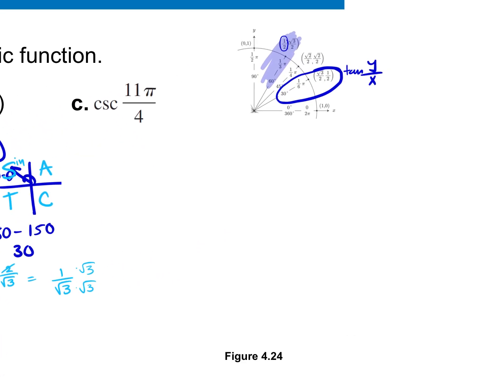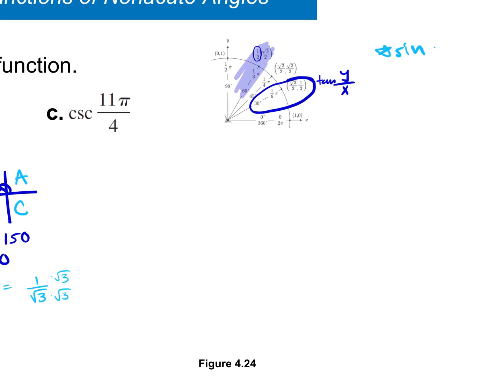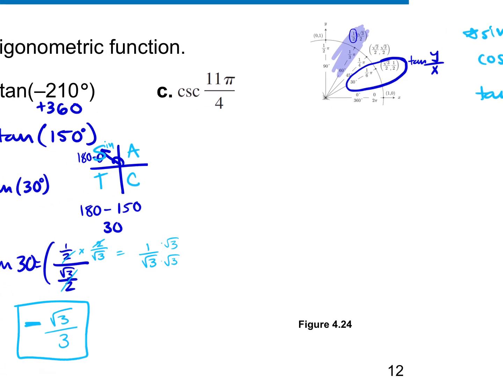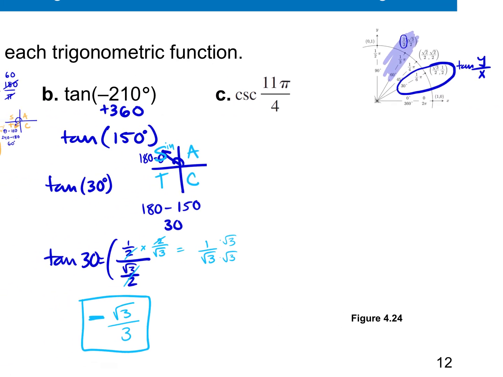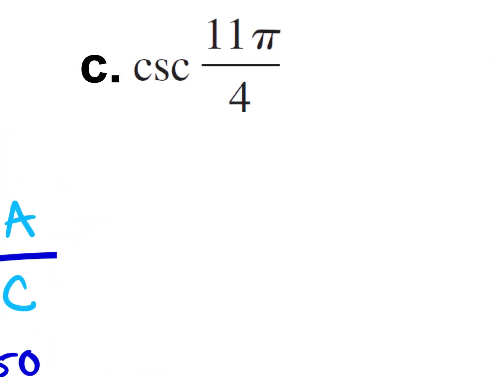So we're using the same rules that we were doing before. So sine is the y, cosine is the x, and then tangent is y over x. So we're kind of putting together what we have in the last couple sections all in one. All right, let's do C.